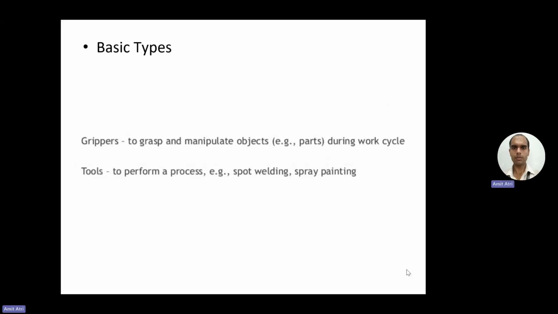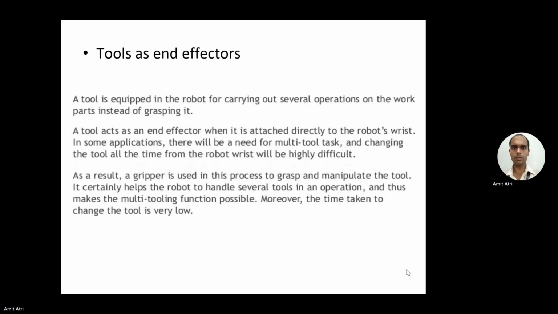On the other hand, in the manufacturing sector, a model of a car may be produced for several years, after which it is replaced by a better version by the company. So for many years the same task is to be performed. In that case, tools are the suitable type of end effectors.